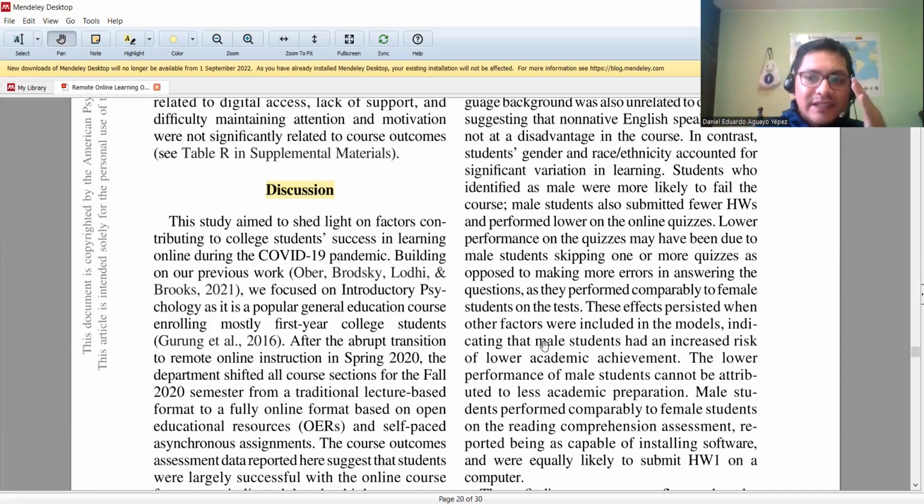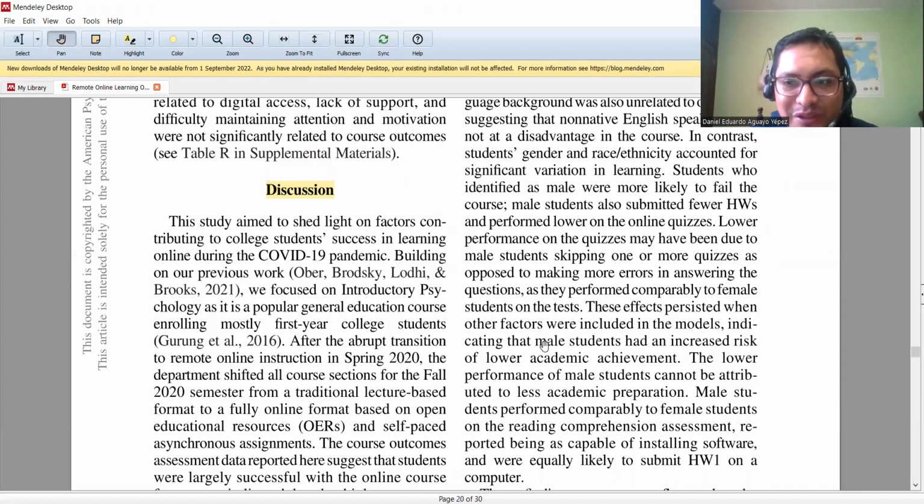Yeah, so this is the next part, the discussion, which to me is one of the most important parts of the paper, because in the discussion, we're going to use the results, but not only that, we are going to use our thinking in order to explain what is going on with the variables that we are studying, right?